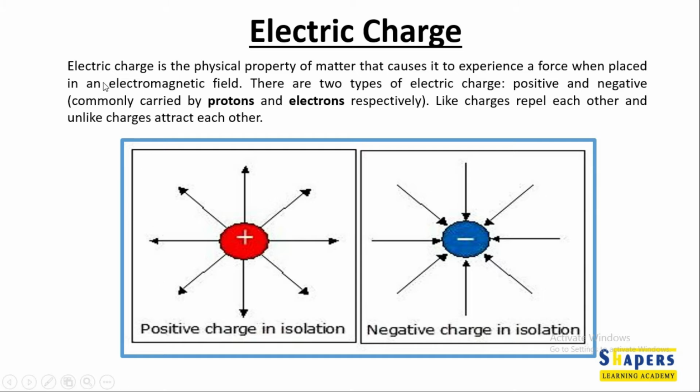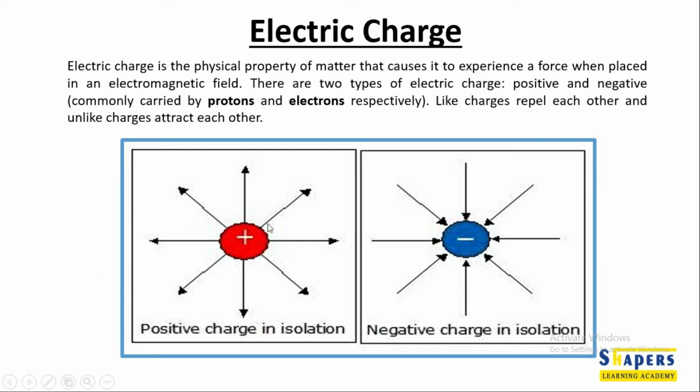Electric charge is a physical property of matter that causes it to experience a force when placed in an electromagnetic field. Let us understand about the electromagnetic field in the later part of the video. There are two types of electric charge, positive and negative. Positively charged ions are called protons, and negatively charged ions are called electrons. Like charges repel each other and unlike charges attract each other.